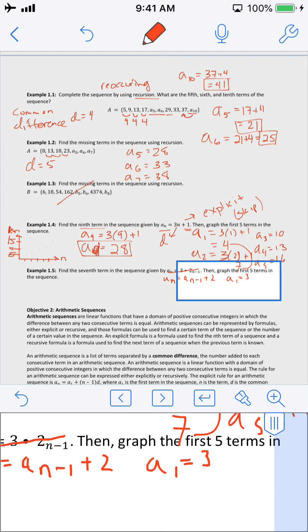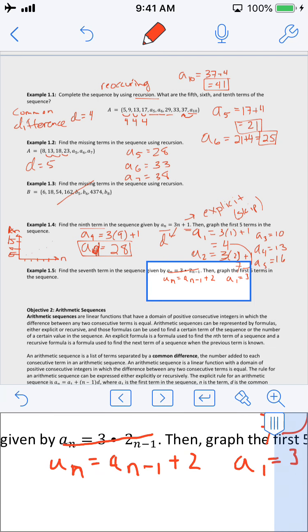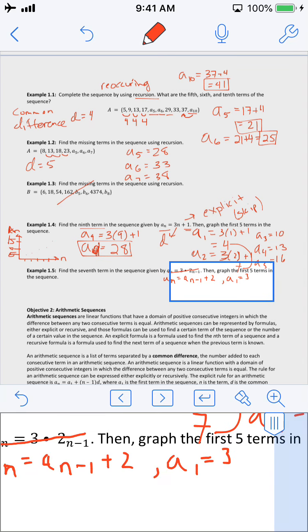Okay, very, very similar situation, except they didn't give us an explicit equation. They gave us what we call a recursive equation. The recursive equation looks like this. But it's the same idea. I have a recursive equation, and I need to find the 7th term, and I need to graph the first 5 terms. So, what does this recursive equation say? It says the first term, which is very convenient, A_1 is equal to 3. There's the first one. Sweet.